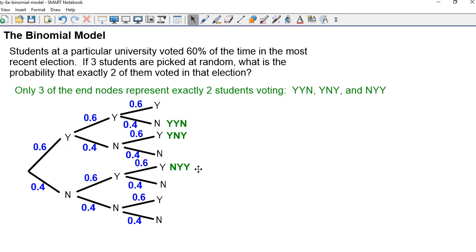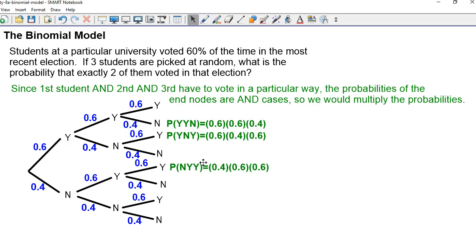Okay, and only 3 of the end nodes represent exactly 2 students voting. This case here, where the first student voted and the second student voted and the third student didn't: Y, Y, N. This one, first student voted, second student did not, third student did: Y, N, Y. And then this one, first student did not, second and third students did: N, Y, Y. All of the other cases represent some number other than exactly 2 students voting.